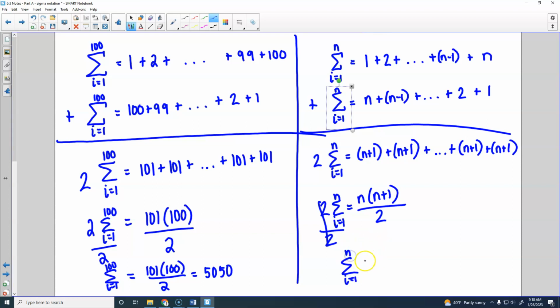from 1 to n, I should be putting an i right here on all my sums. This is wrong without the i, because it's got to be a sum of something. All of these should have i's. The sum from 1 to n of i is going to be n times n plus 1 over 2.